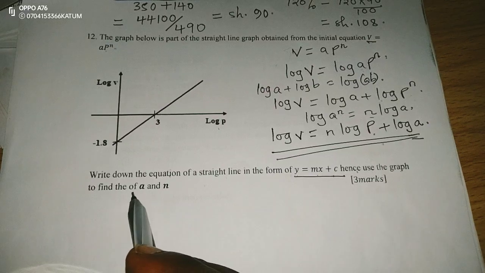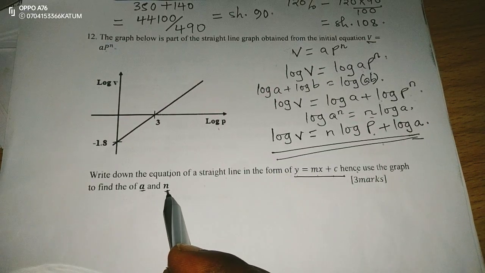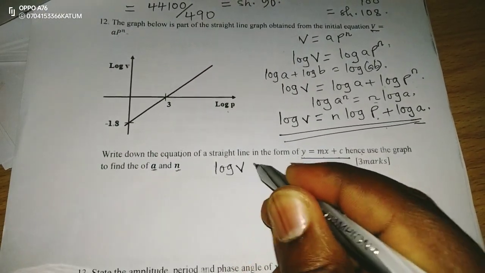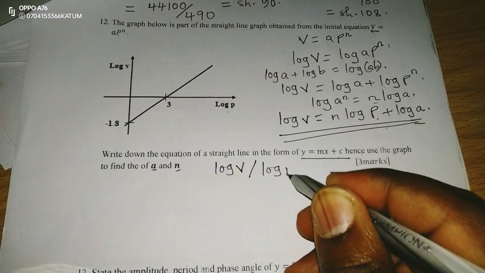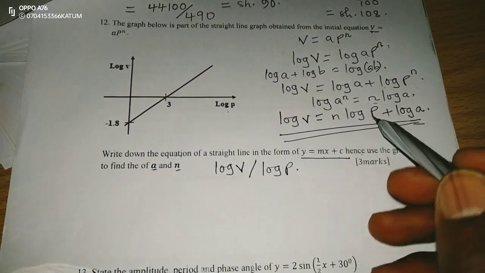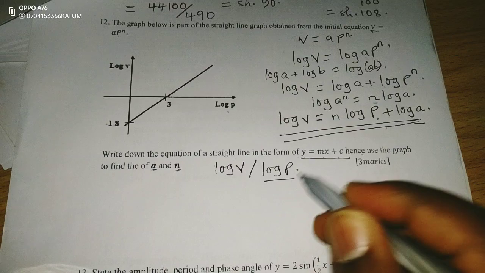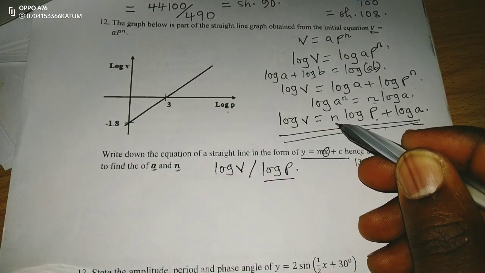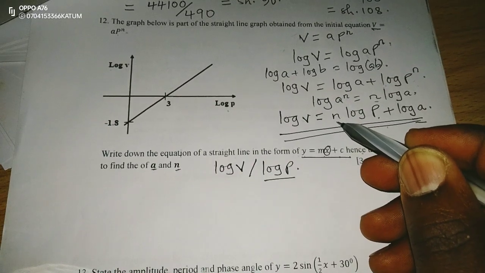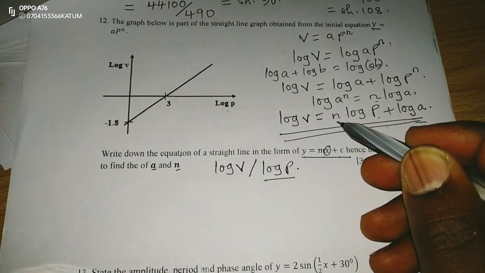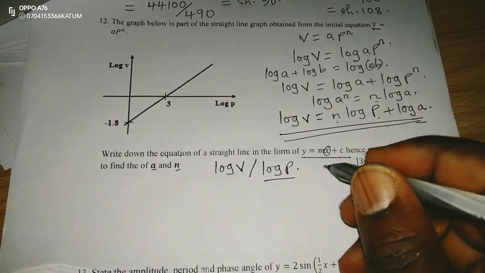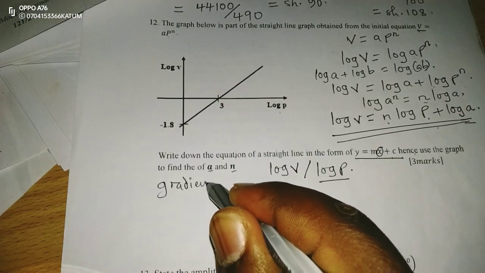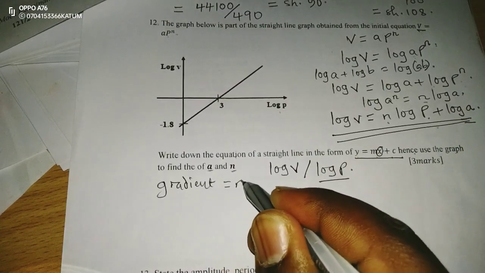Hence, use the graph to find a and n. It should be noted that when log v has been plotted against the log of p, because log p is on the x-axis, the value of n, which is the coefficient of the variable on the x-axis, now becomes our slope. Therefore, the slope, or gradient, of the above graph is going to give us the value of n.